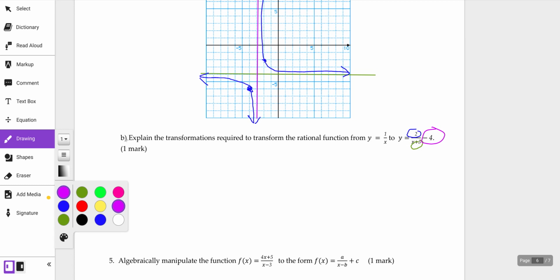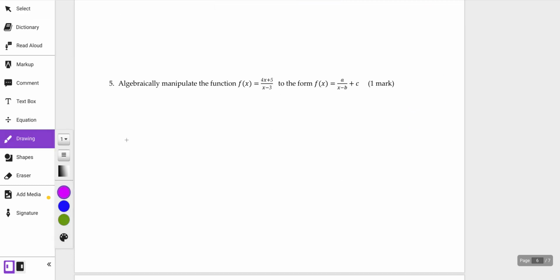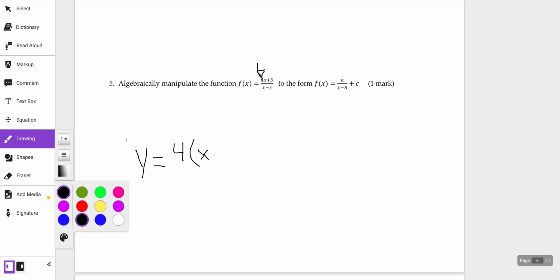Perfect. Number 5. Last one. Looking at this, algebraically manipulate it so that it's in our transformation form. To do that, you have to somehow take that top function and GCF the 4 out. You got to get rid of that 4. And then you need to get a binomial that's the same as the one on the bottom. So our goal is to take that function, GCF the 4, and somehow have x minus 3.